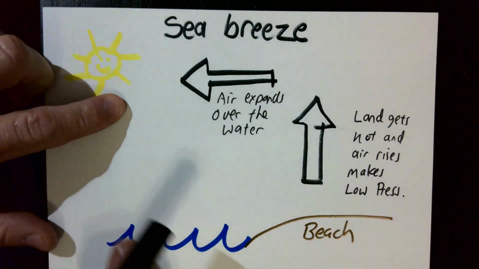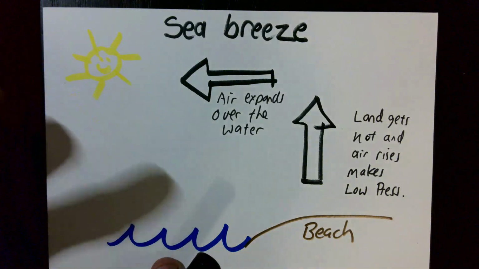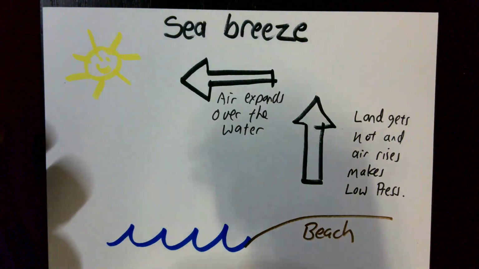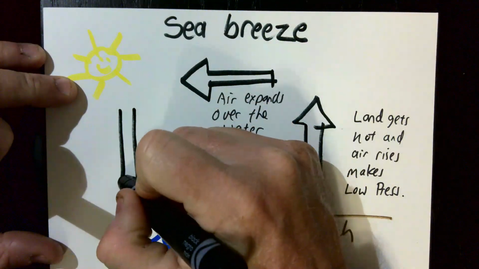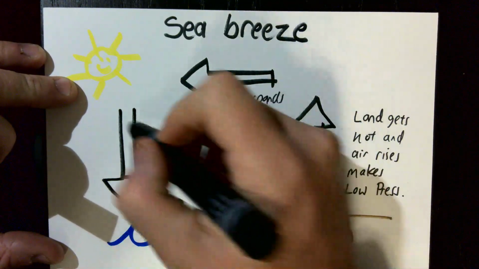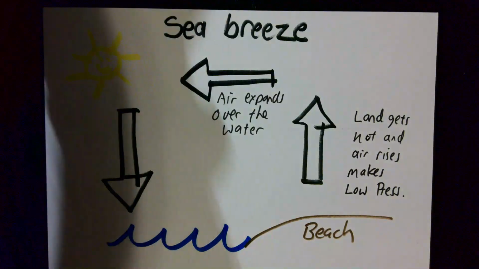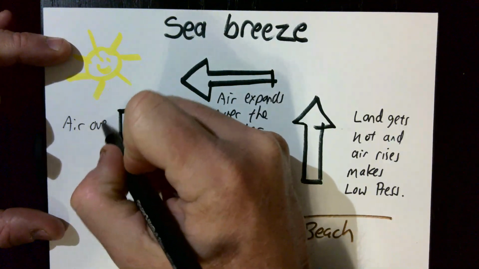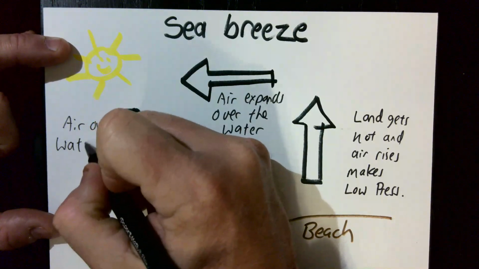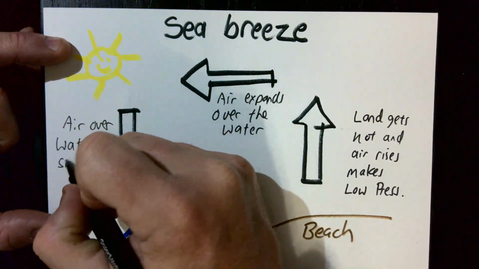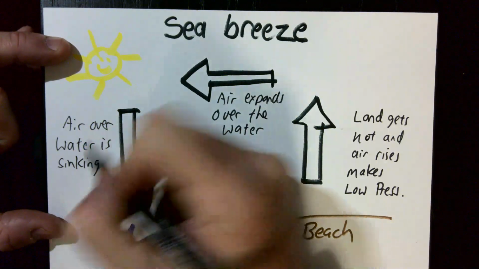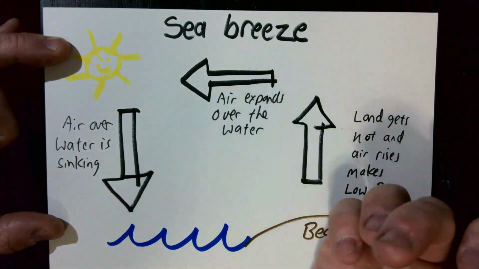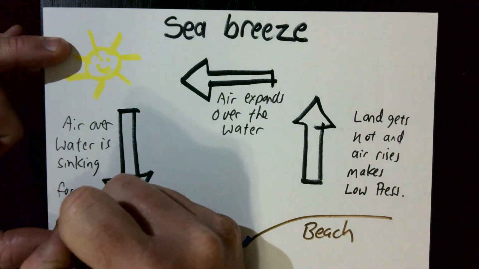Now, once it gets out over the water, and remember the water's a little cooler, so the air here over the water isn't rising, it's actually sinking. So air over the water is sinking. Now, air sinking means there's going to be more air down here, which forms high pressure.